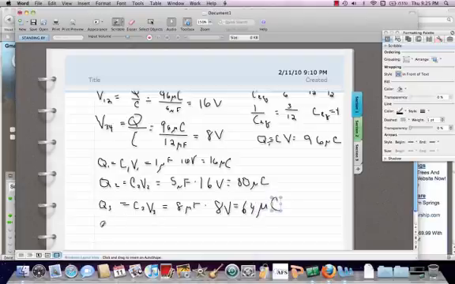And Q4, last but not least, is equal to C4 times V4. And so then I have 4 microfarads times 8 volts. And so that's 32 microcoulombs. So that's it for that problem.